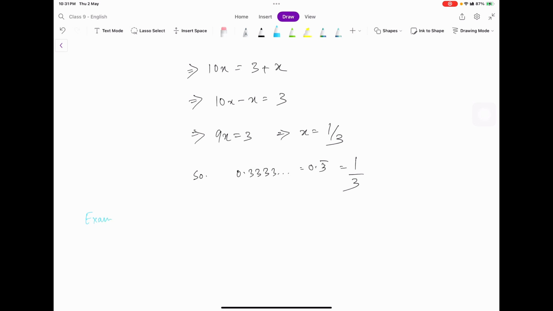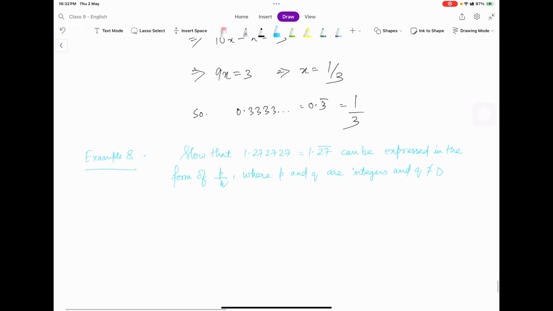Example 8. Show that 1.272727, where two digits are recurring here, can be expressed in the form of P by Q, where P and Q are integers and Q is not equal to 0. Understood?